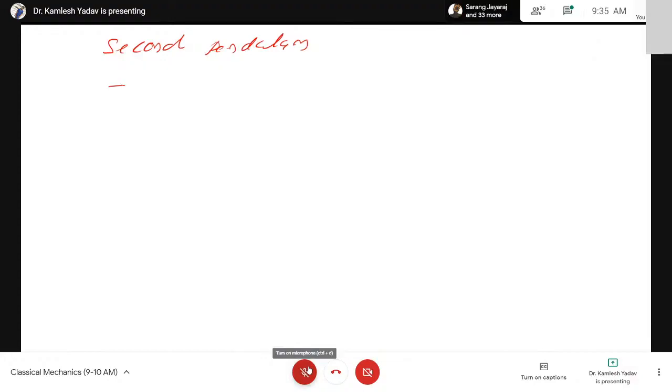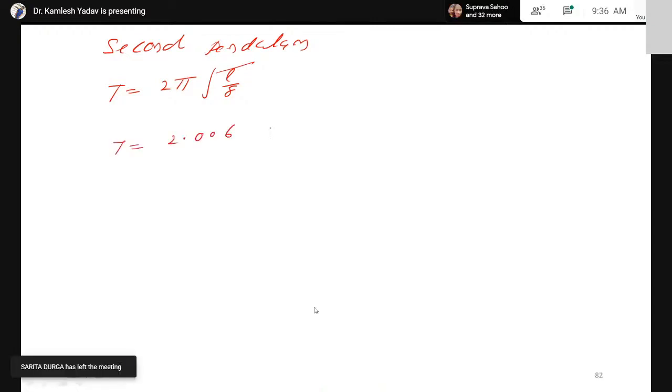Okay. Now let us consider what is the second pendulum. Now we know the time period of pendulum is equal to 2 pi under root l by g. Now substituting the value of 2 pi and g, which is 9.8 meter per second square, and solving this, it will be equal to 2.006 under root l. Suppose if the time period is equal to 2 seconds, for example, then L will be equal to 1 meter or L equal to 100 centimeter.